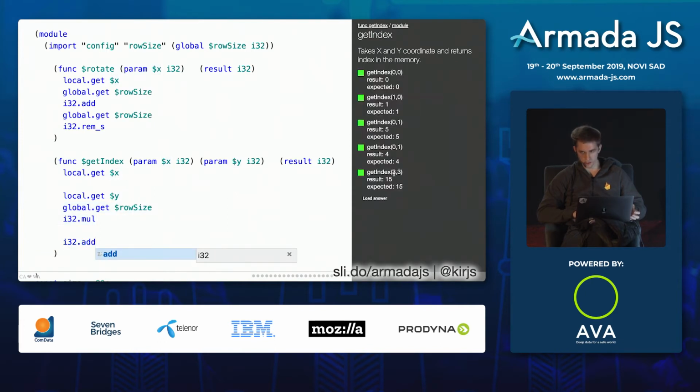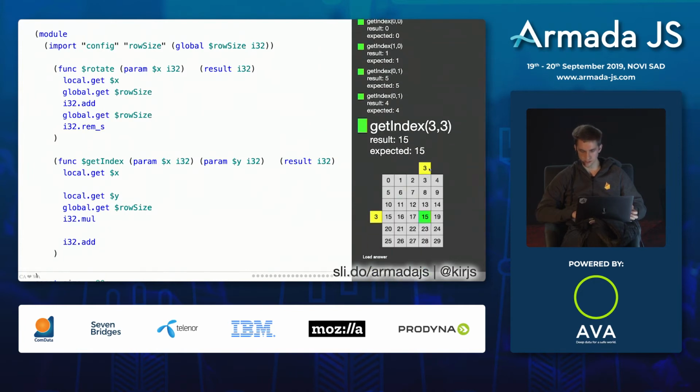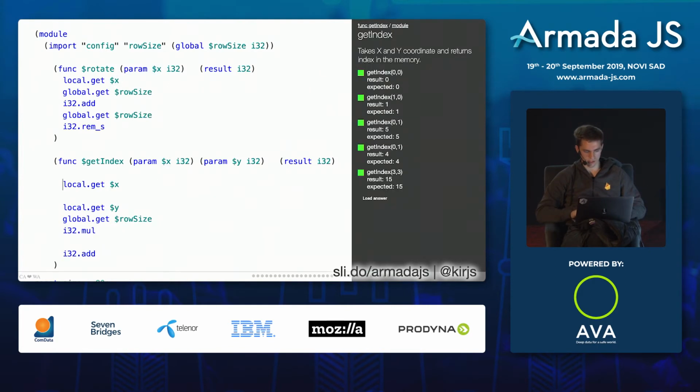Boom. That's basically it. We have a fancier test where coordinates are 3 and 3. But basically it's x plus y multiplied by row size. So if we were writing it in JavaScript just to compare, it would be x plus y multiplied by row size. So you can see that WebAssembly is a bit more verbose than JavaScript.